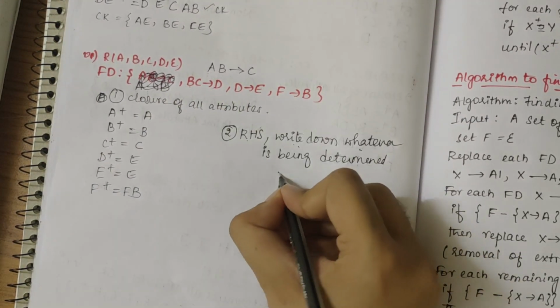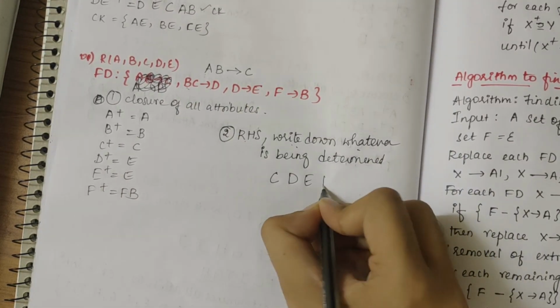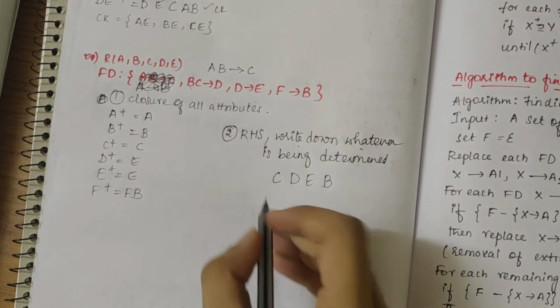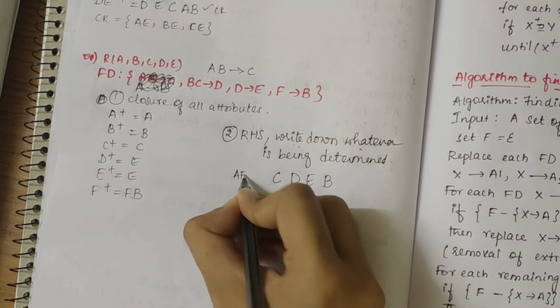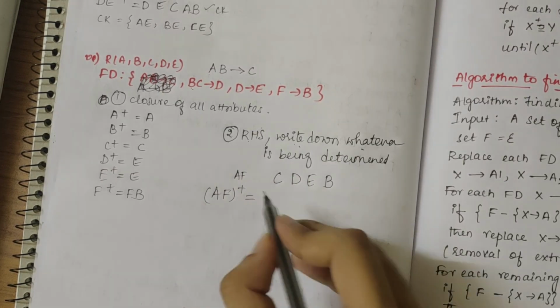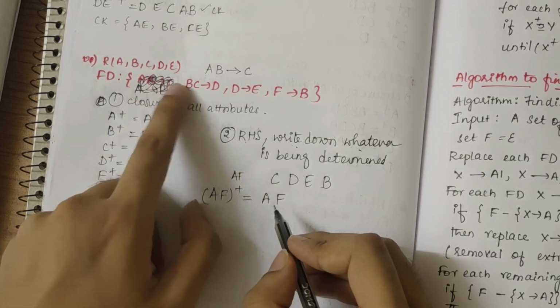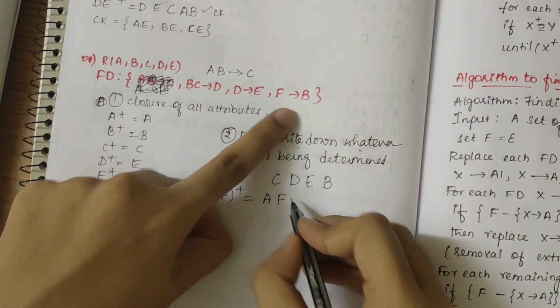So AB derives C and then BC derives D, D derives E and F derives B. So what is missing here? A is missing here and F is missing here. So let me write AF here. And next I'll try finding closure for AF. So for A closure, first A I'll write, F I'll write, and then A derives anything, I'll check, no. F derives anything, F derives B.